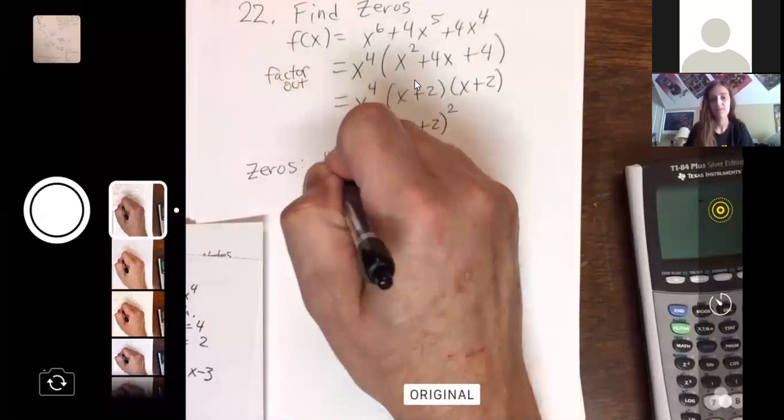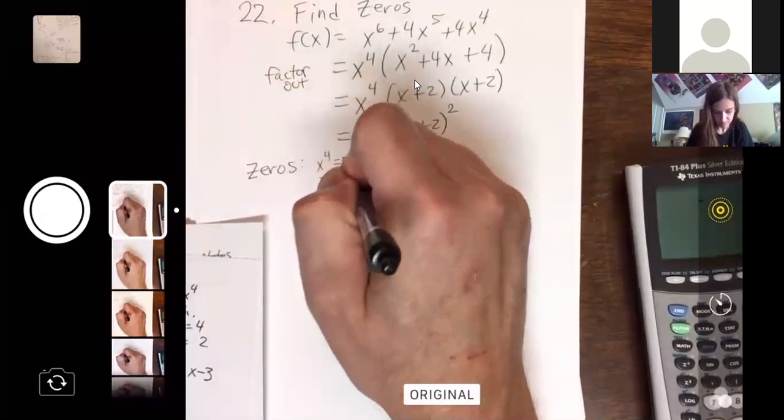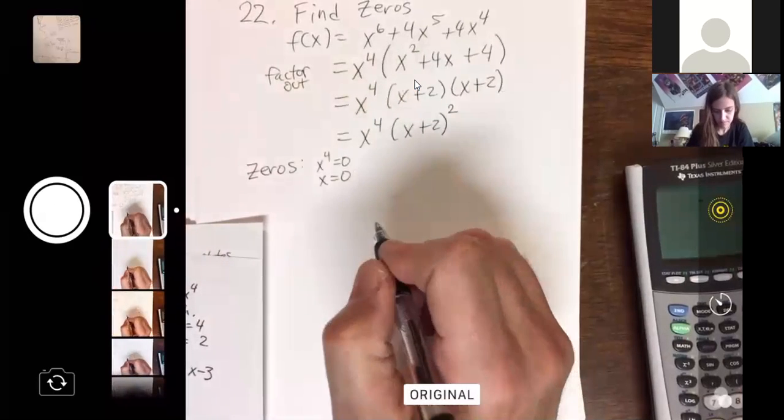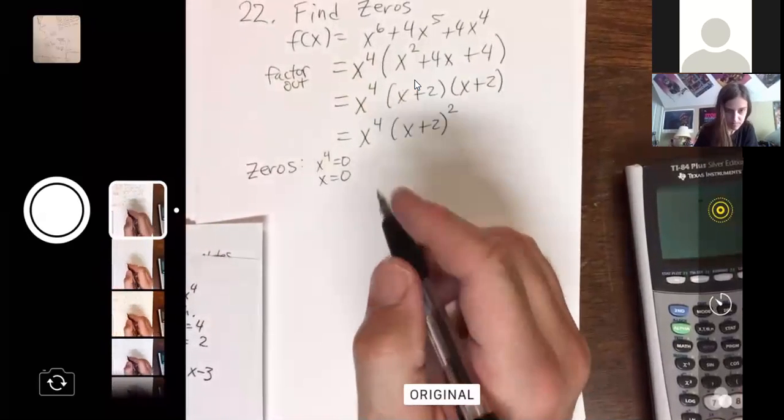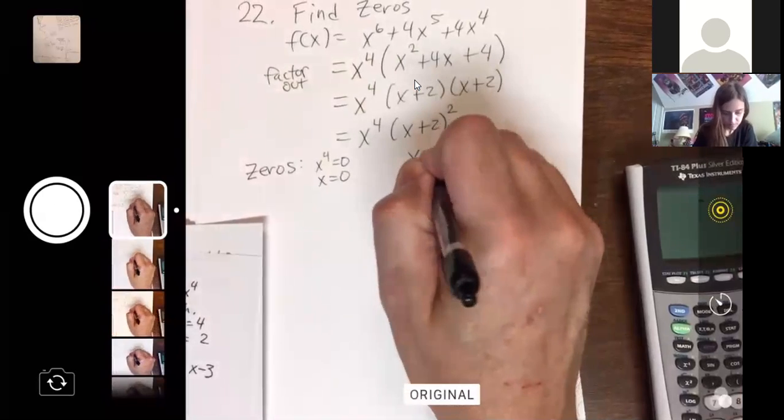X to the 4th equals 0, so x has to be 0. And you see your other zero, x equals -2.